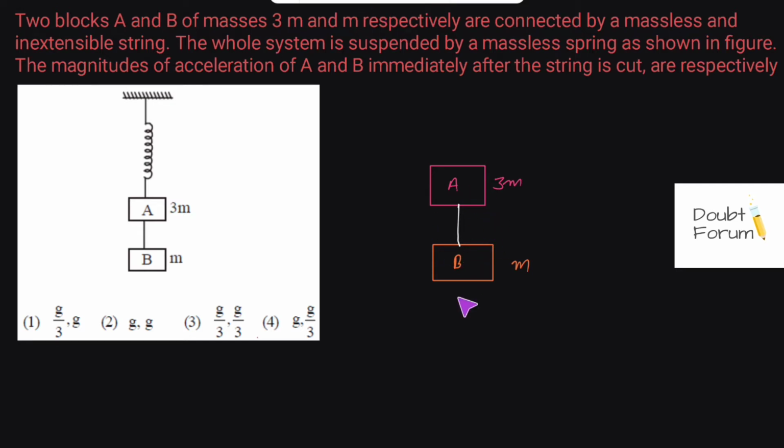The force which is acting on block B would be its weight, that is mass times acceleration due to gravity, mg. This is the force which will act downwards. This string will be creating a tension. So the direction of tension on this block due to this string would be upward. So this would be the tension T which will be upward.